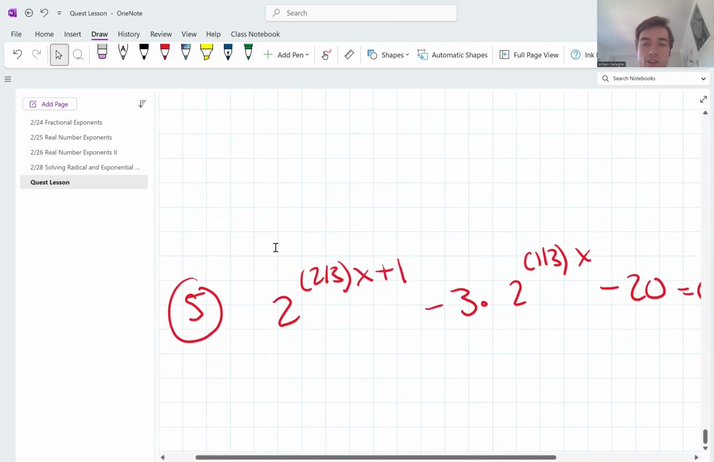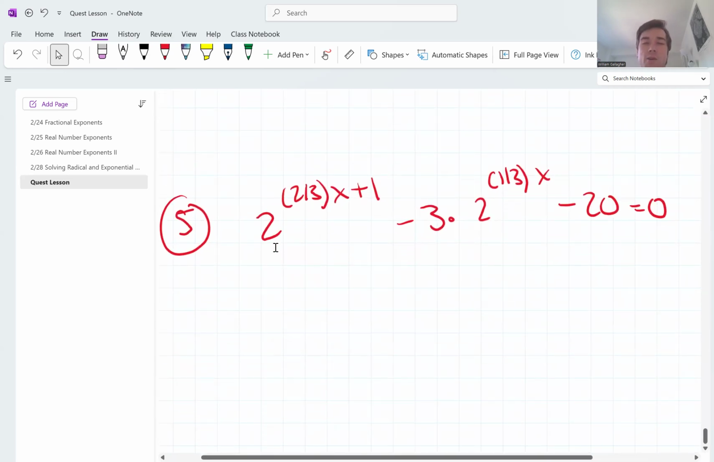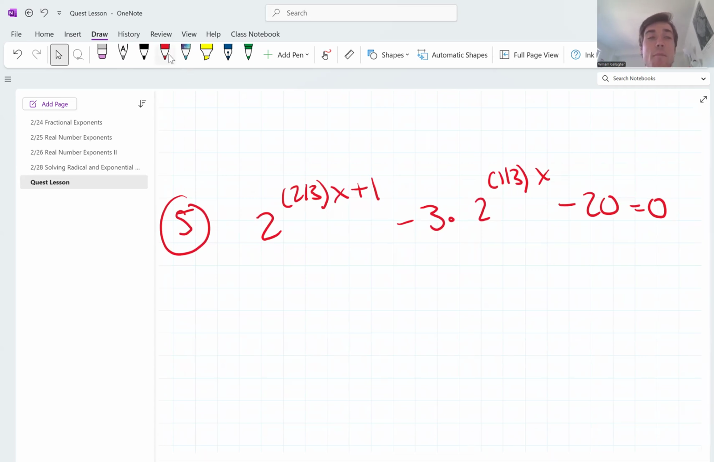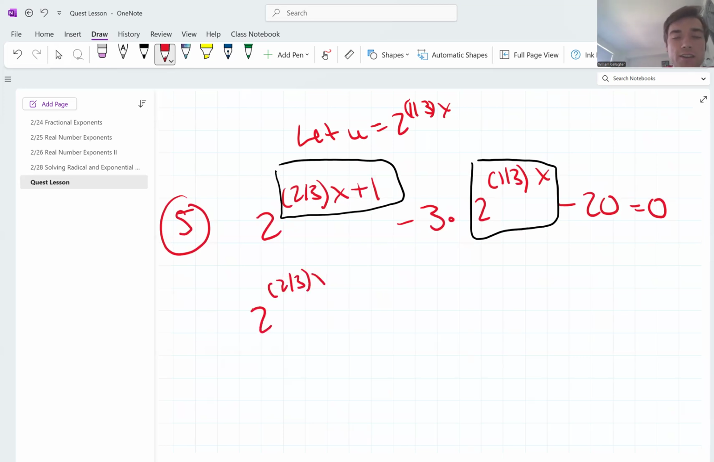And then the last question, this is typically like a challenge homework question. So I think I've talked a little bit too long at this point. But my hint to you is that we probably would like to make u equal to 2 to the 1/3 x. But the problem is our power over here is not just 2 to the 2/3 x, it's 2 to the 2/3 x plus 1. And so before we can do anything, we need to rewrite this as 2 to the 2/3 x.